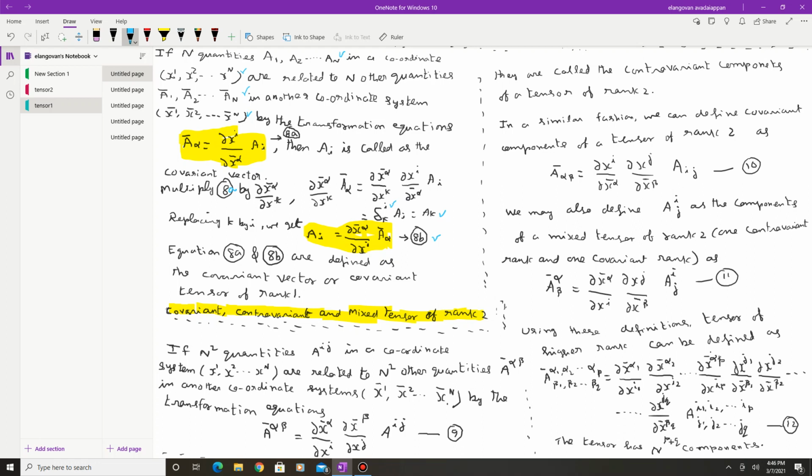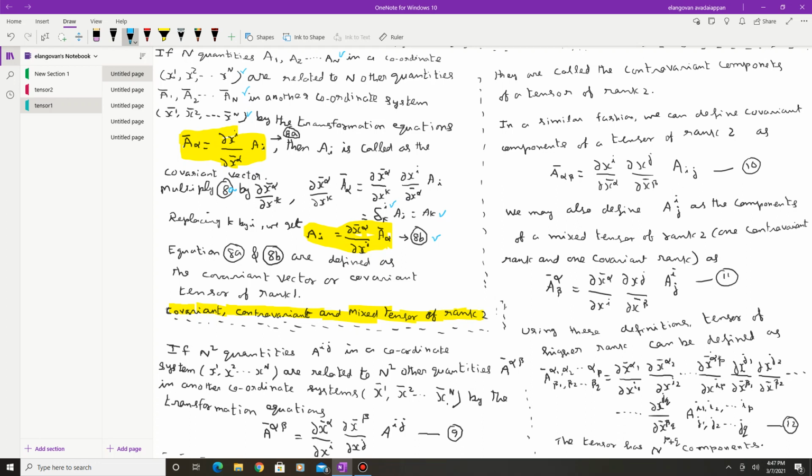Now for order 2, because there are two indices, i, j. i runs from 1 to n, j runs from 1 to n. So the total number of quantities A_ij will be n square quantities: A11, A12, A13 and so on, and A21, A22, A23 and so on up to Ann. So you will get n square quantities.